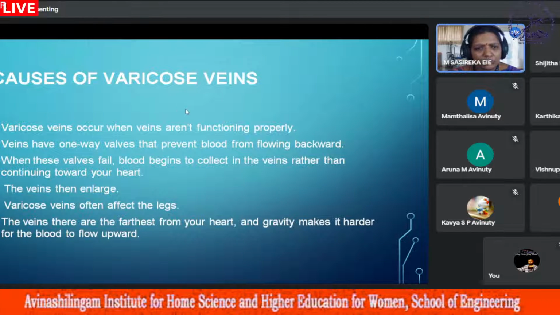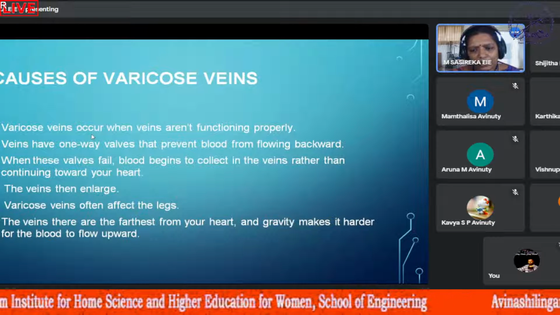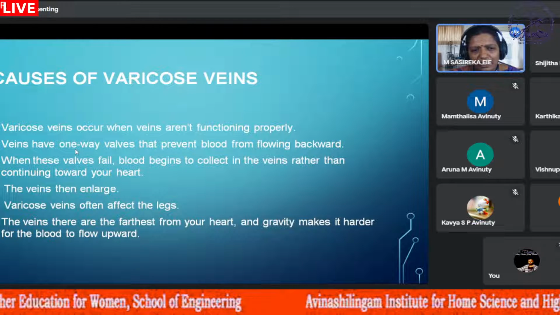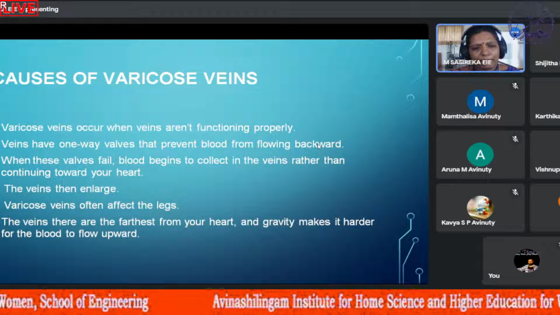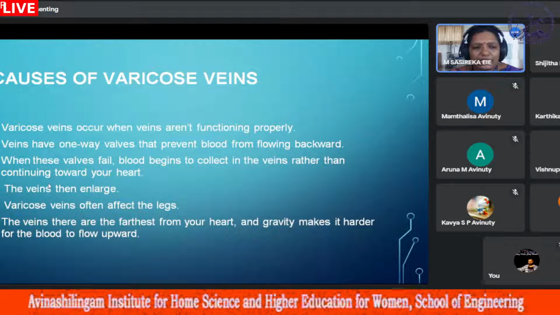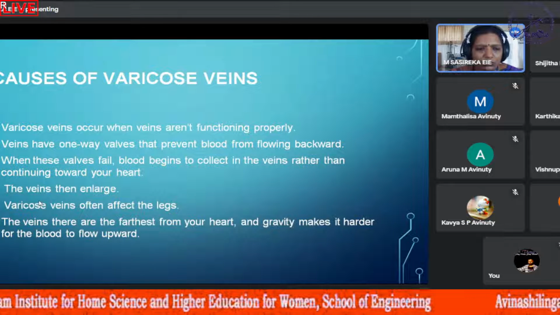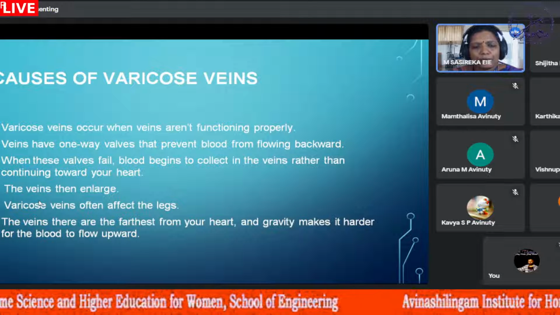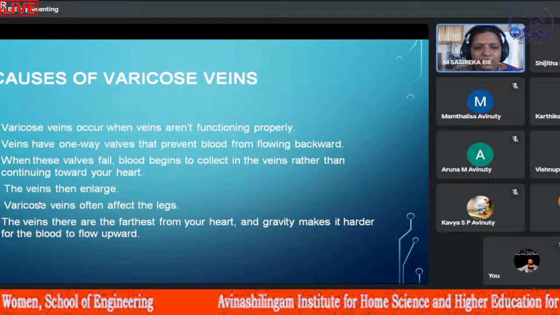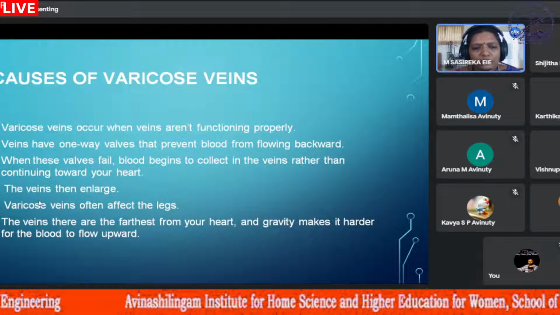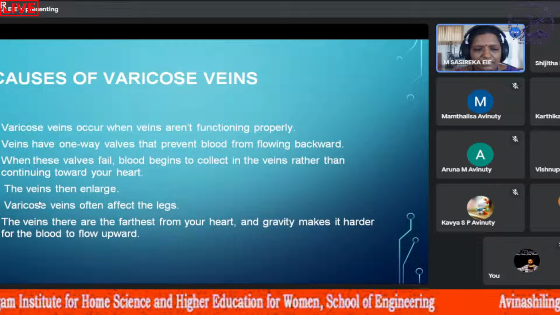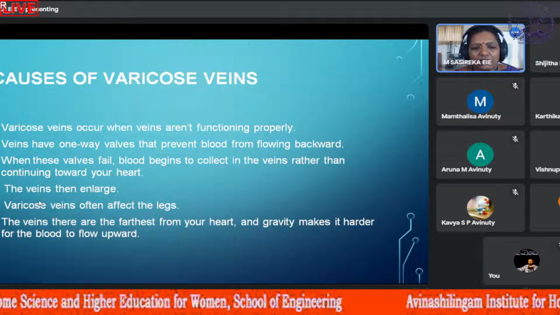So, causes of varicose veins. Varicose veins occur when veins are not functioning properly. Veins have one-way valves that prevent blood from flowing backward. So proper blood circulation should be there. If proper blood circulation is not there, then the veins will enlarge because the blood flow will not be proper. So blockage of the blood will take place so that the vein enlarges in size.